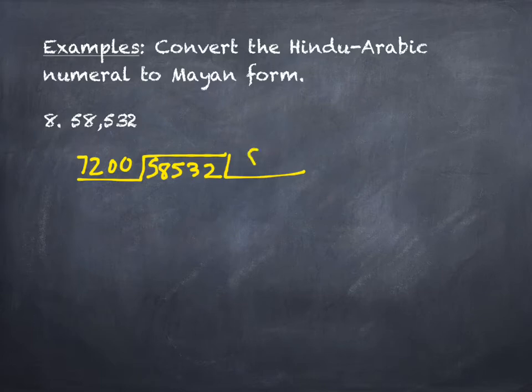8. All right. And then you can ask your calculator to do 8 times 7,200. 57,600.